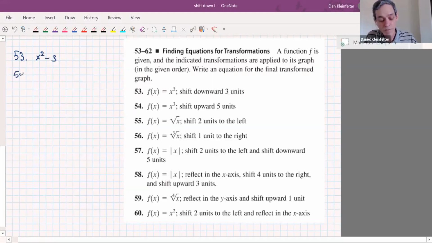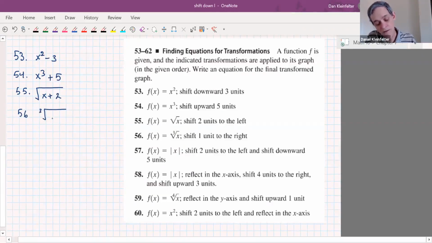For 54, it's going to be similar, only we're taking this x cubed function and shifting it upward by 5 units. For 55, we're taking the function square root of x, but we're shifting it 2 units to the left. So if we're shifting it horizontally, that means that we need to adjust the x's, right? So we'll do this before the square root function happens. And since it's 2 units to the left, it will be x plus 2. So careful there. For 56, we have the cube root of x shifted 1 unit to the right, so it will be the cube root of x minus 1.